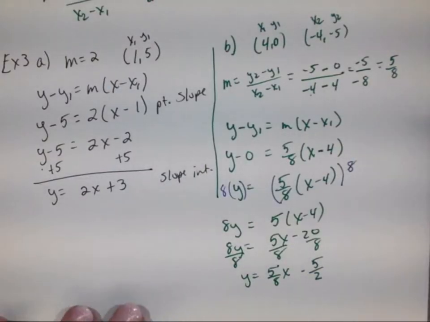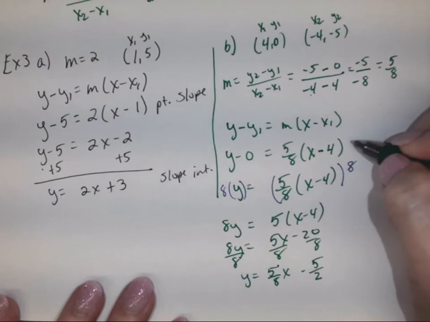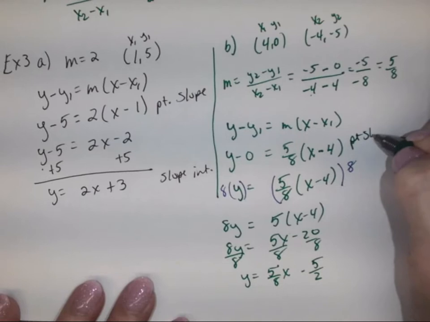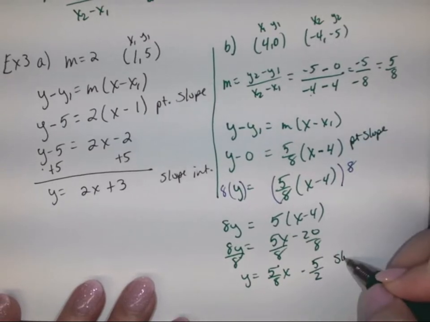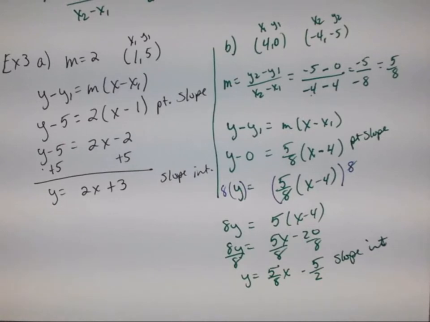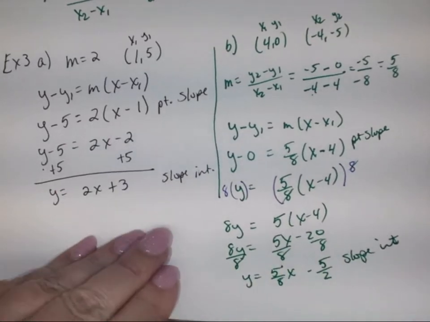So remember, this would be your point slope, and this will be your slope intercept. All right, let's go on to example 4.